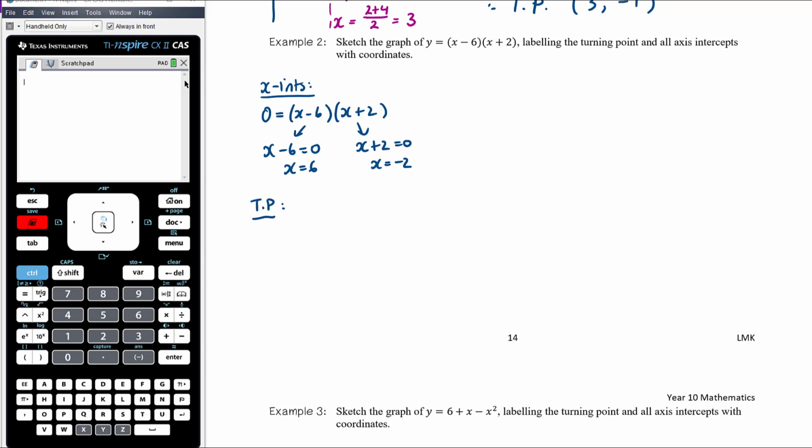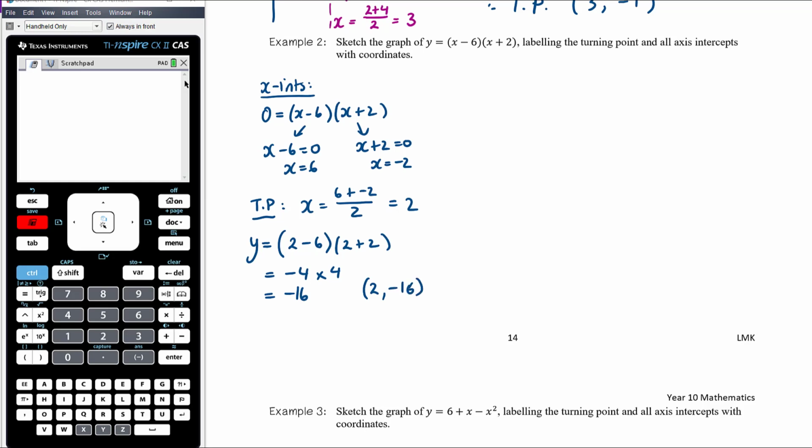Okay, so the turning point, the x-coordinate, will be halfway between these two x-coordinates. So we're going to add them together and divide them by 2. 6 plus negative 2 is 4. 4 divided by 2 is 2. So the turning point happens when x is equal to 2. And then we need the y value when x equals 2. So we substitute that into our equation. So 2 minus 6 is negative 4, multiplied by 2 plus 2, which is positive 4. And so the y-coordinate is at negative 16. So the turning point is at 2, negative 16.